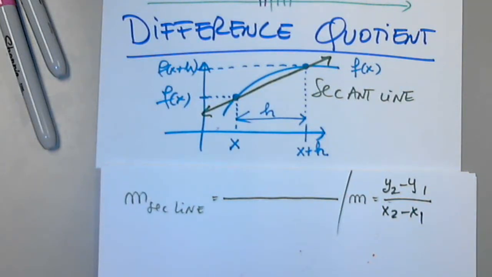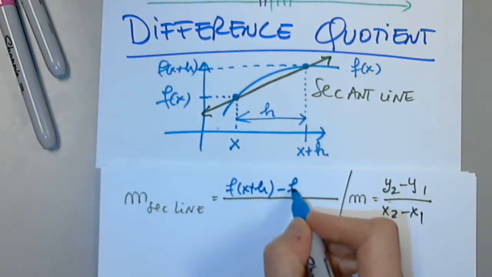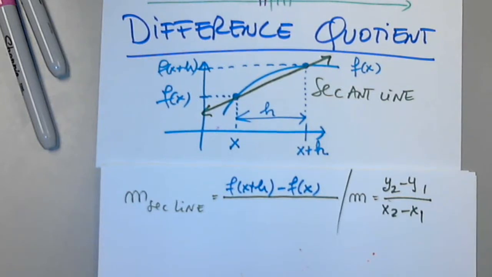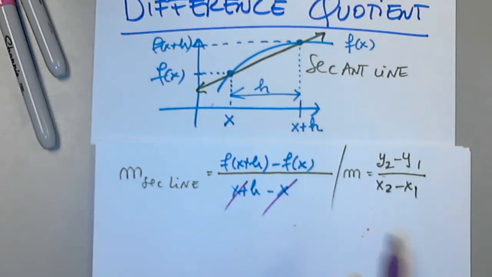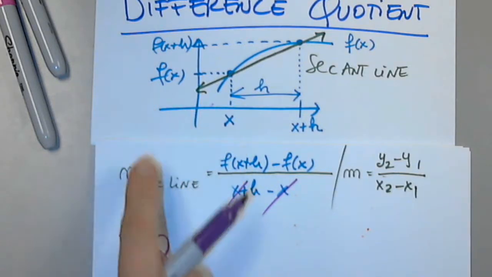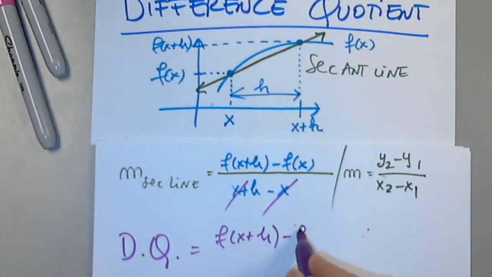So one more time, Brian, if you'd like to say it. f of x plus h minus f of x over x plus h minus x. Very good. This is the difference quotient. Of course, I'm going to simplify, combine like terms. So the difference quotient, DQ, is f of x plus h minus f of x divided by h.